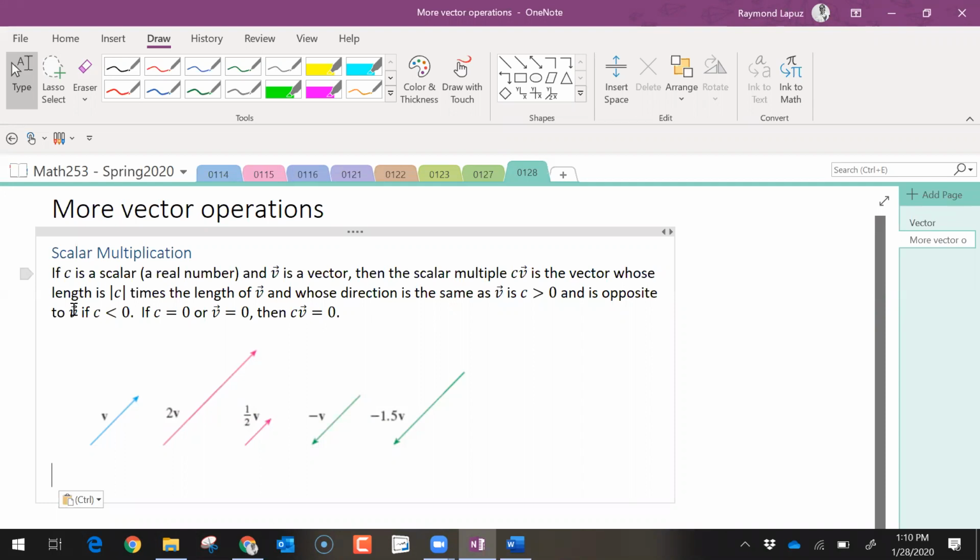Okay, so here are a couple examples. You can 2v, you can 1/2 v it. You can -v it or -1.5v, and then it would be going in opposite directions. So that's the idea behind a scalar.